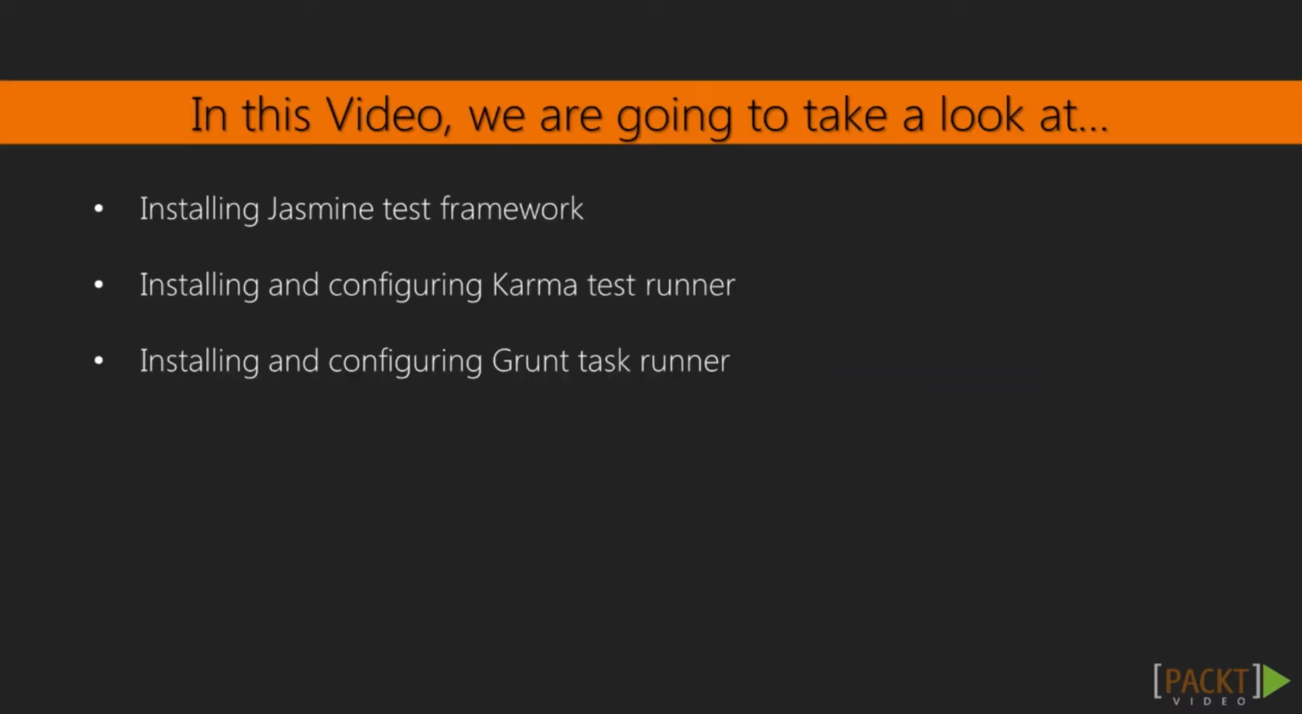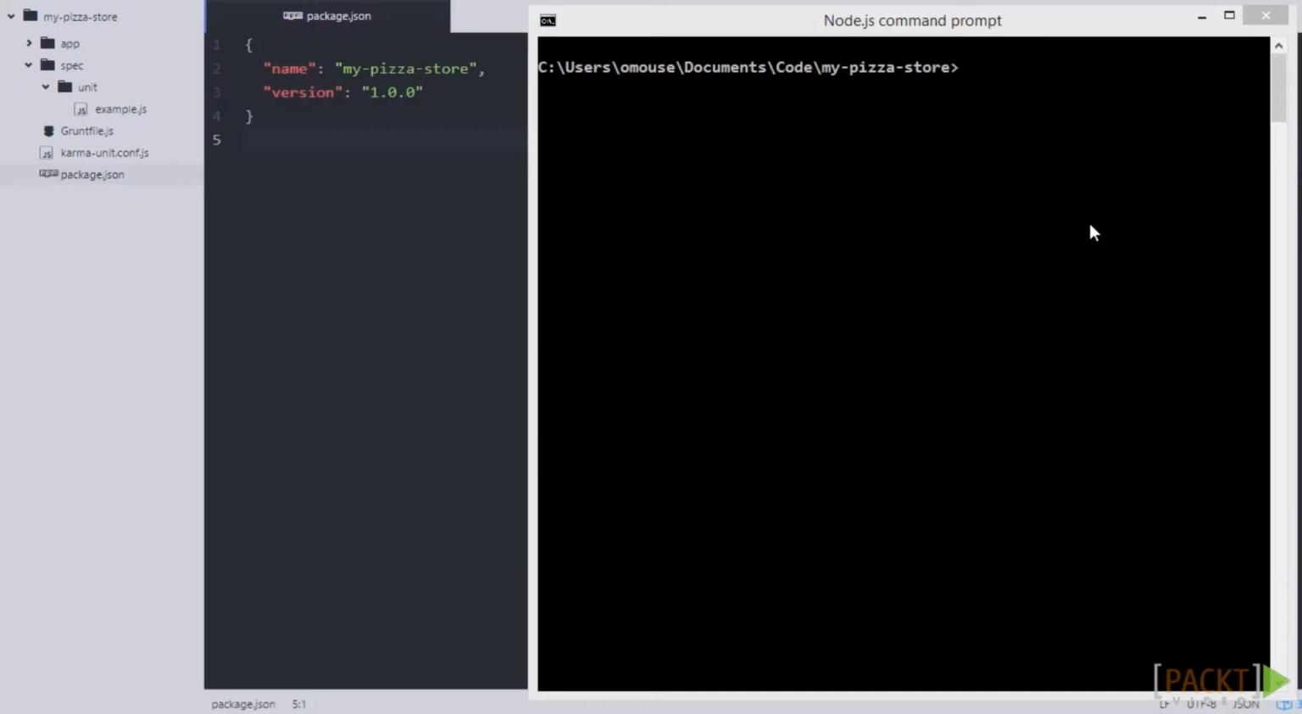In this video, we will install Jasmine and create a unit test, install Karma and configure how we run unit tests, and install Grunt to run unit tests as soon as we modify our code. In test-driven development, before we write any code, we have to write a unit test to make sure that we write the correct functionality. To write unit tests, we need a test framework, a test runner, and a task runner.